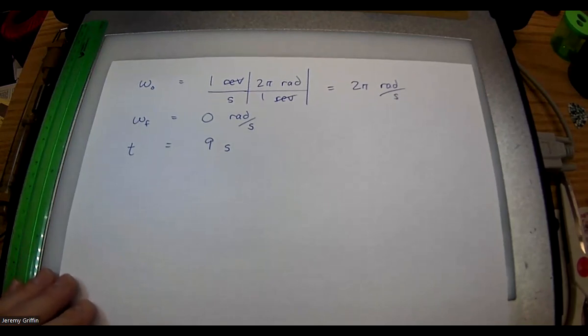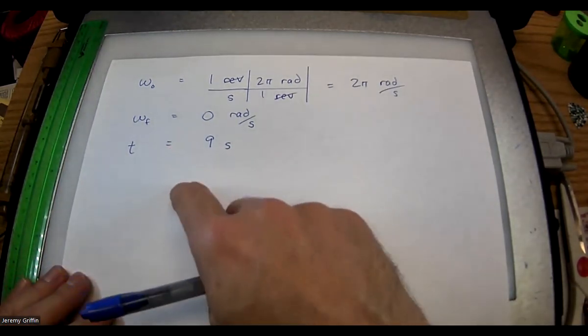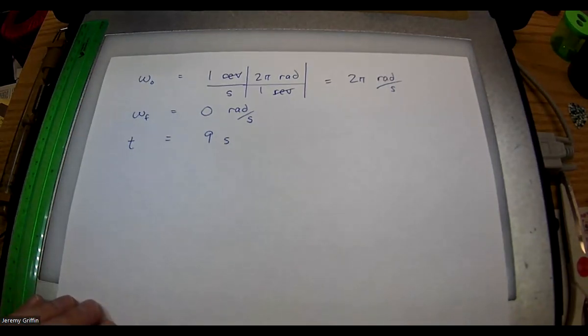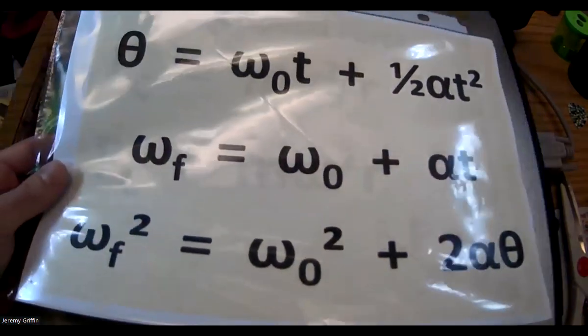Right, so there are still two things we can solve for. You can solve for how far it turned, theta, and what rate it was slowing down, alpha. Which of those is probably the best one to solve next? Do you want to solve for alpha first or theta first? Alpha. Yeah. Here's why.